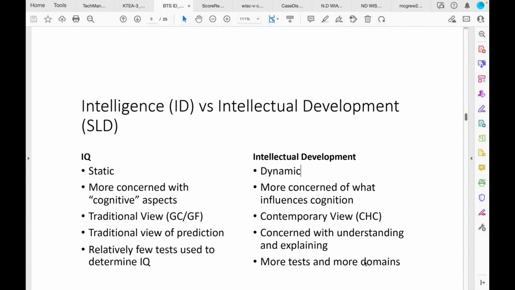And to get an IQ, it takes relatively few tests. 7 tests. You can get a GIA score with the WJ with 7 tests. You can get a full scale on the WISC with 7 tests.